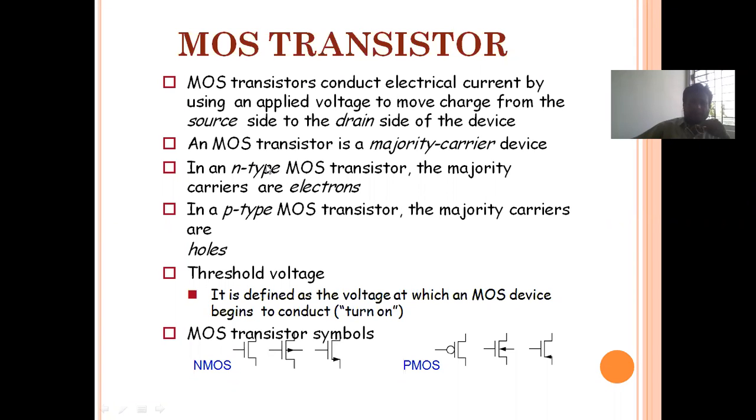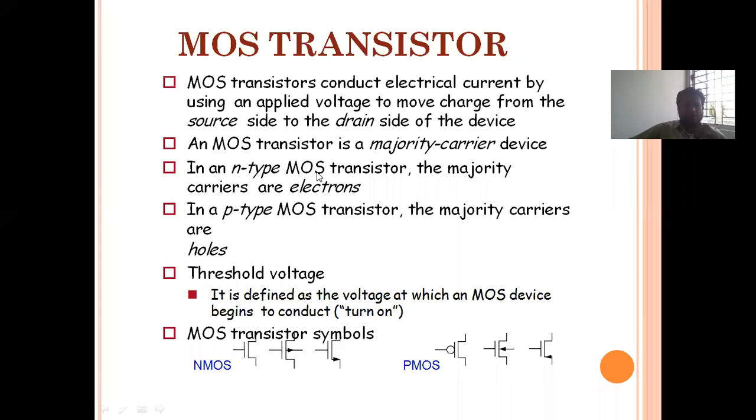So the MOS transistor is a majority carrier device, whereas in the BJT both types of charge carriers are involved, the majority and minority. Already we know the types of MOS transistor are N-type and P-type. If we classify the FET, we get the JFET and the MOSFET. JFET is the junction field effect transistor, and MOSFET is the metal oxide semiconductor field effect transistor. There are two types of MOSFET, N-type and P-type.